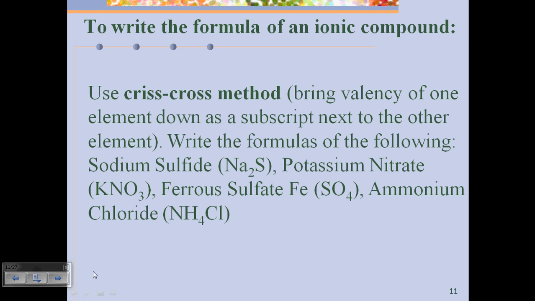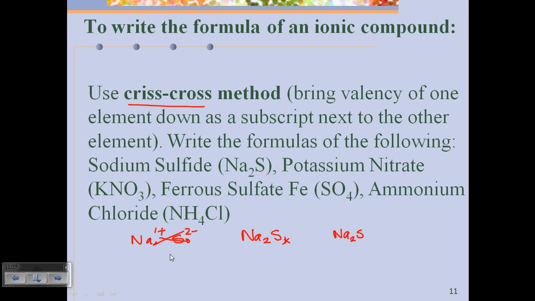Now, how do you write the formula of an ionic compound? For writing the formula of an ionic compound, you use the crisscross method. You bring the valency or the charge of one of the elements down as a subscript next to the other element. For example, if you have to write the formula for sodium sulfide, you know sodium ion has 1 plus charge, sulfide is 2 minus. We ignore the plus minus sign but bring the numerical values down to each other. So sodium sulfide's formula is Na2S1. We don't write ones in chem, so its formula is Na2S.